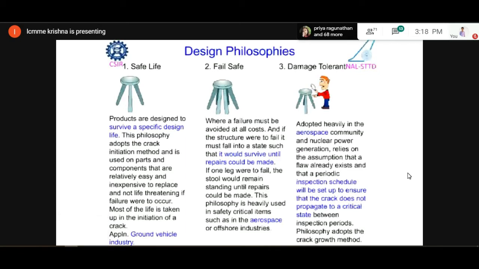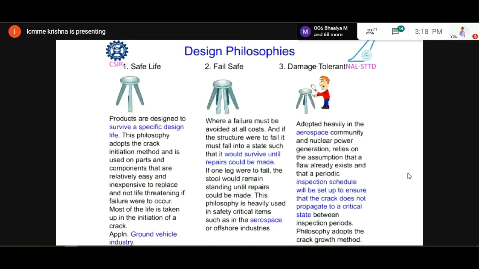Coming to damage tolerant, which we have adopted in the aerospace community mainly and nuclear power generation, it relies on the assumption that a flaw is already existing and that periodic inspection schedules have been ensured so that the crack does not propagate to a critical state. So here only we get the fracture toughness, the stress intensity factor, the K1C, which is derived from the fracture aspect that comes under damage tolerant design philosophy.